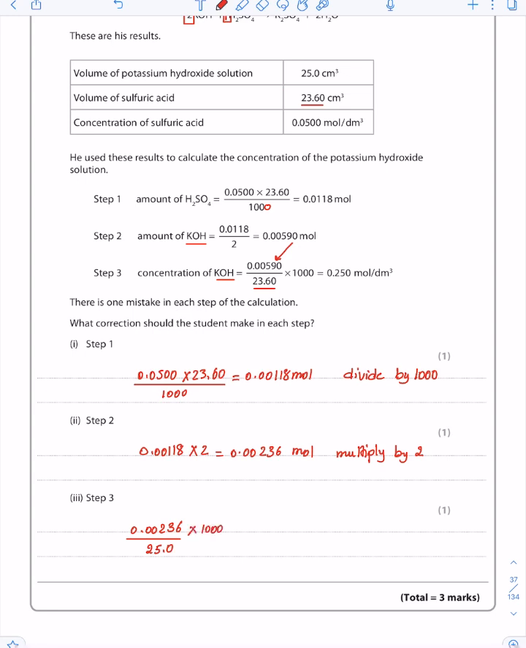طب وايه ال 1000 اللي محطوطه فوق دي؟ دي ال 1000 اللي هو كان المفروض يعمل ديفايدنج الفوليوم عليها عشان يحولها من كيوبيك سنتيمتر لكيوبيك ديسيمتر، لكن عادي انك تطلعها في نيوميريتور جنب المولز. يبقى ال 1000 اللي فوق دي ما فيهاش ميستيك خالص، هي الميستيك ان هو عمل ديفايدنج على 23.60 وكان المفروض يعمل ديفايدنج على 25 اللي هو الفوليوم اوف بوتاسيوم هيدروكسيد، وبكده المفروض يطلع الانسر 0.00236 divided 25 times 1000 يعني تطلع 0.0944 اليونت مول per cubic decimeter عشان ده concentration. يبقى هنا الكوركشن divide by 25 اللي هو الفوليوم اوف potassium hydroxide.